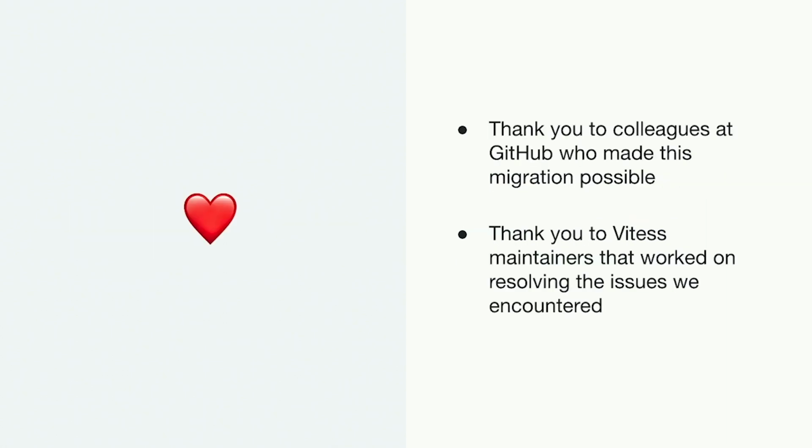So a big thank you to all the colleagues at GitHub that worked or helped to make this migration possible. And also a big thank you to all the Vitess maintainers that helped us to resolve the issues in Vitess.